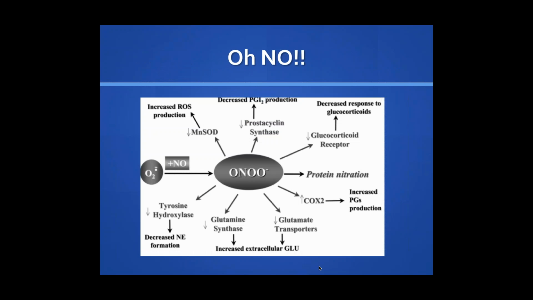So, again, this is kind of a reiteration, but it causes all kinds of problems. Prostaglandins increase, that's inflammation. Decreased response to glucocorticoids, so issues with adrenal problems. Increased prostaglandin production. Glutamate transporters, glutamine synthesis, tyrosine hydroxylase: it causes interference with that enzyme and decreases norepinephrine formation, causing more adrenal problems and reactive oxygen species.